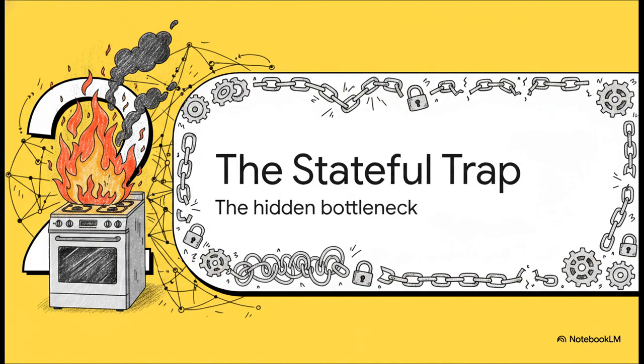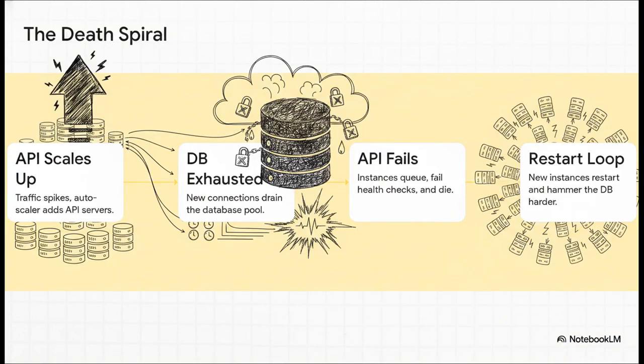So why did our kitchen catch on fire? That brings us to Section 2, the stateful trap. This builds into an absolute nightmare scenario, a cascading failure pattern that we call the death spiral. You see, when traffic spikes, your autoscaler usually does its job and adds more stateless API servers. Great, right? Well, no, because every single new API instance opens a brand new connection pool to the database, and the database, which is stateful and finite, quickly exhausts its available connections.